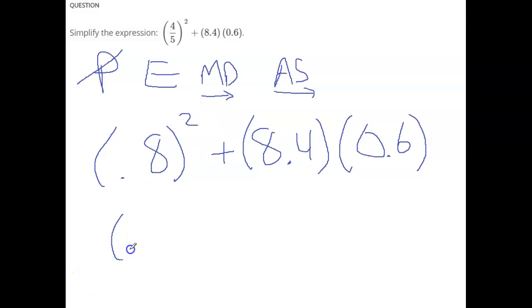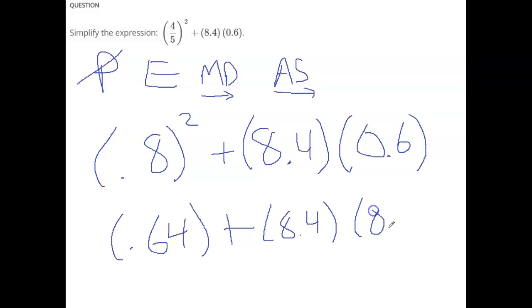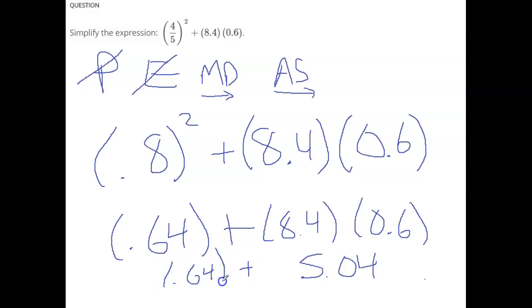And if I do that, I'm going to get 0.64. And go ahead and copy the rest down, 0.6. I am now done with exponents. So now I need to do multiplication and division from left to right, and there's actually just one multiplication, and it's right there. So 8.4 times 0.6, use a calculator and get 5.04. And I'm just copying down what I already had, 0.64 plus, now I have 5.04 after that multiplication.